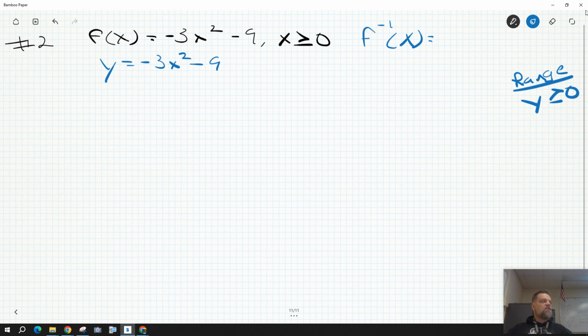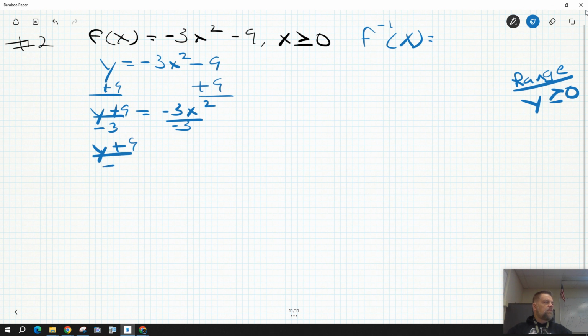Next step, we've got to solve for x. All right, I'm going to add 9 to both sides. I get y plus 9 equals negative 3x squared, divided by negative 3, divided by negative 3. I get y plus 9, divided by negative 3 equals x squared.